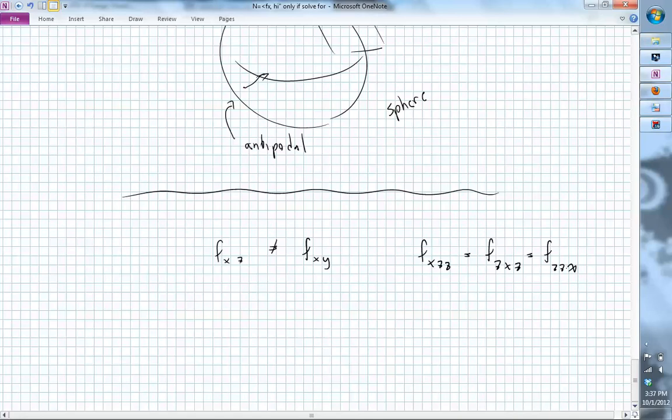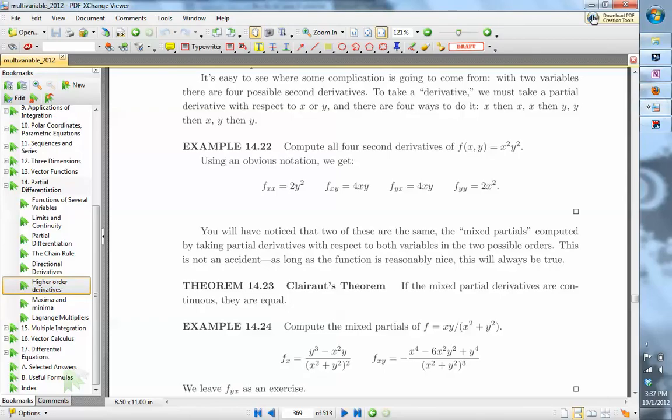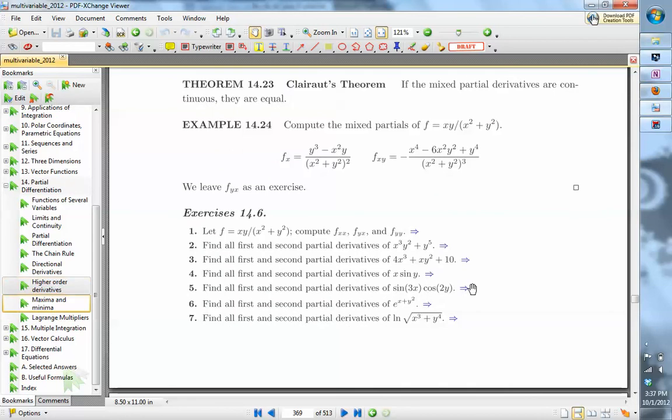Okay, and the exercises at the end of that section are pretty straightforward, just computing a few first and second derivatives, and web work is more of the same. So any questions before I turn you loose? All right, I'll see you Wednesday.